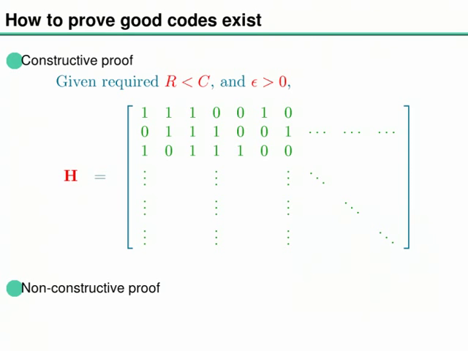And what we're now going to do is a rather outrageous thing, which is we're going to have a non-constructive proof. So I'm going to show you that this is true, that there exist good codes. In fact, that almost all codes are good, but we're going to do it non-constructively. And it works like this.